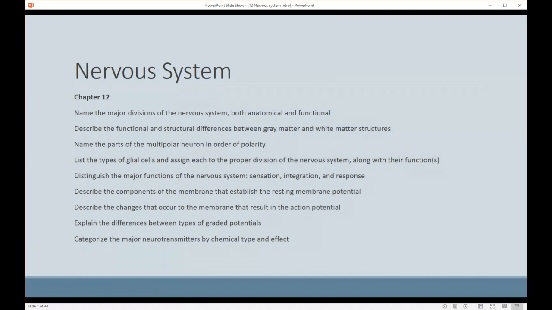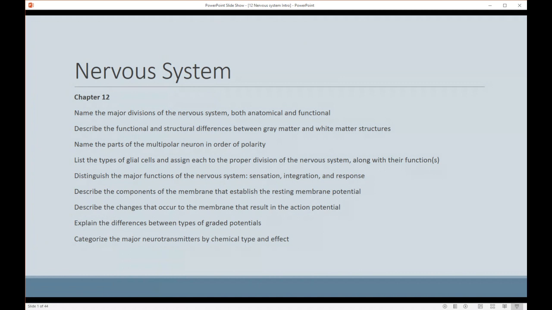So for today, we're going to name the major divisions of the nervous system, and we divide it both anatomically and functionally. We're going to describe the functional and structural differences between gray matter and white matter structures. We're going to name the parts of the multipolar neuron in order of polarity. We're going to list the types of the glial cells and assign each one to the proper division of the nervous system along with their functions.